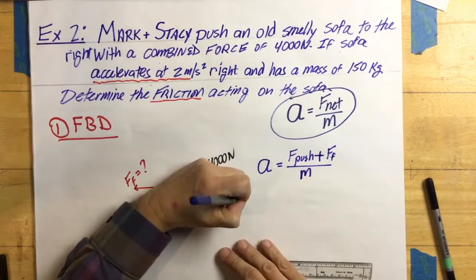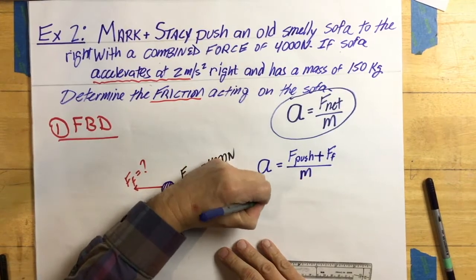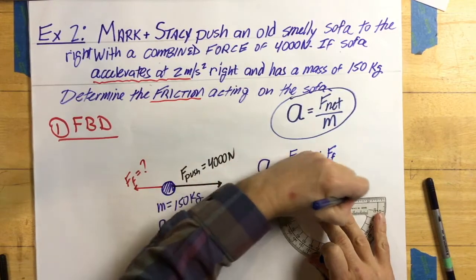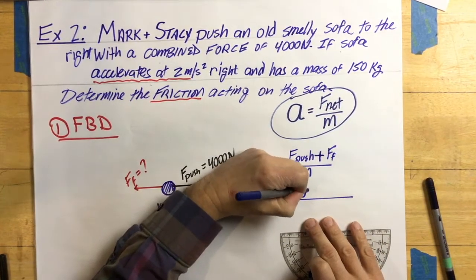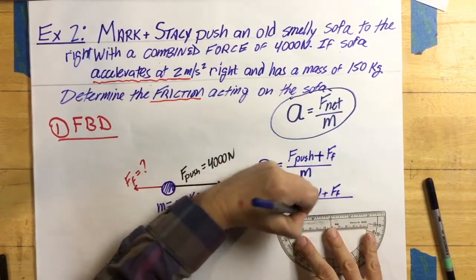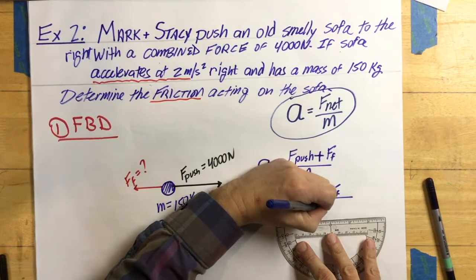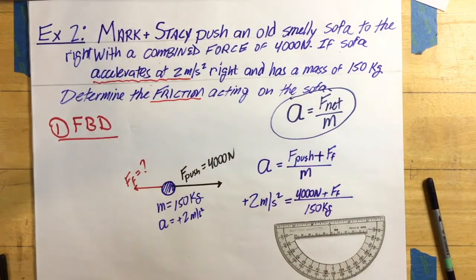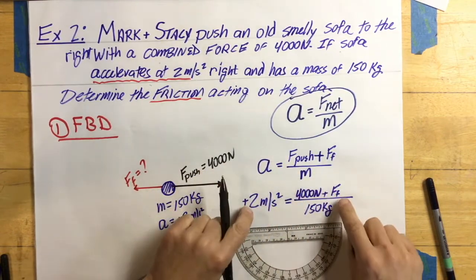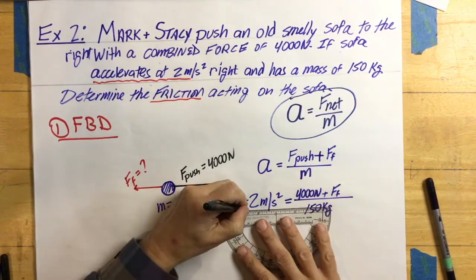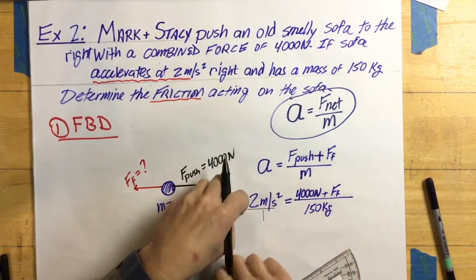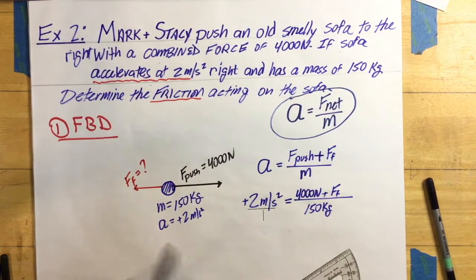So now we'll put numbers in here. Plus 2 meters per second squared equals, now we know the push force, 4,000 newtons, plus some other force we don't know, and then the mass is 150 kilograms. Now, two schools of thought on this. This equation, if you're always ending up with an unknown force, this can be done via cross multiplication. So 300 on this side, then 4,000 plus FF.